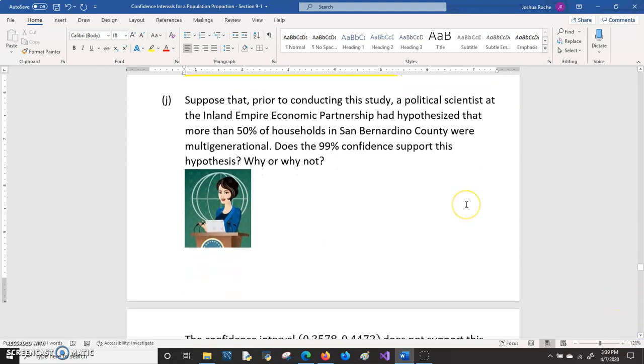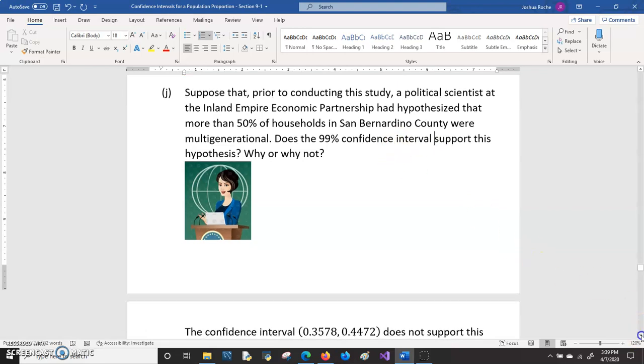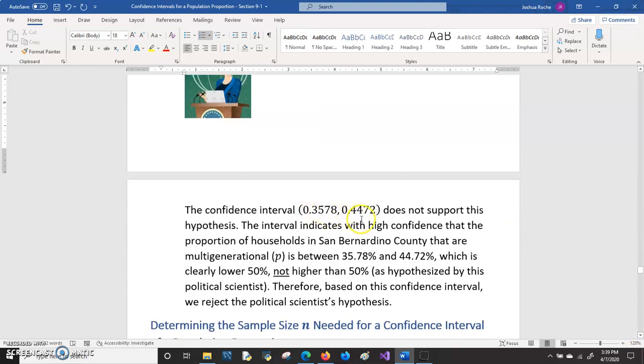Part J, suppose that prior to conducting this study, a political scientist at the Inland Empire Economic Partnership hypothesized that more than 50% of households in San Bernardino County were multi-generational. Does the 99% confidence interval support this hypothesis, and why or why not? Well, again, our confidence interval is from 0.35 to about 0.44, but this would not support that particular hypothesis. The hypothesis was that P is more than 50%. Our interval is showing clearly that P is less than 50%. And therefore, based on this confidence interval, we would have to reject this particular hypothesis.